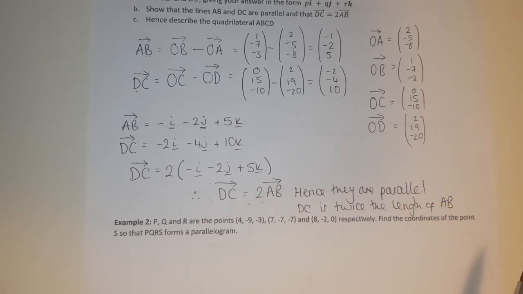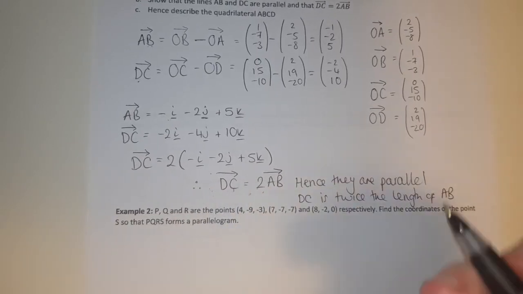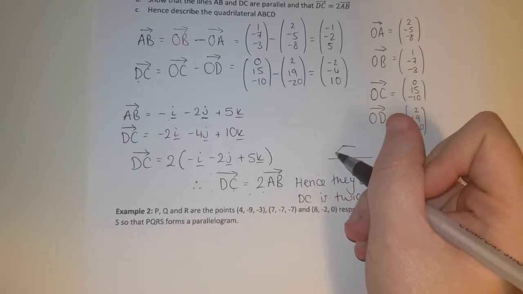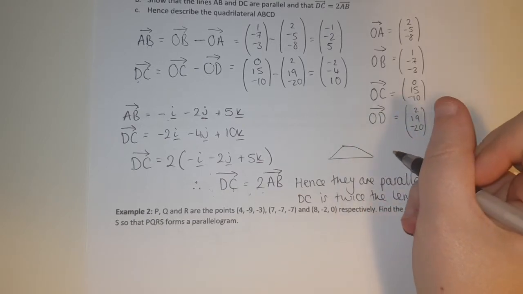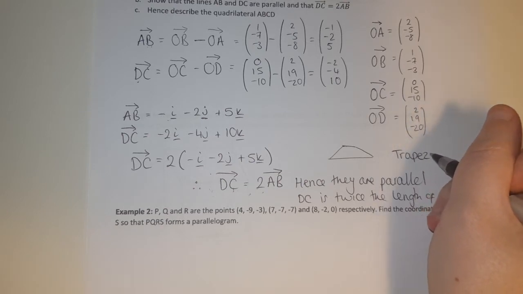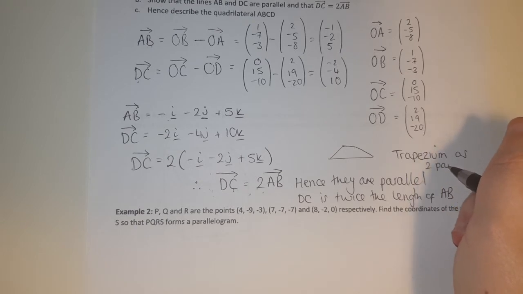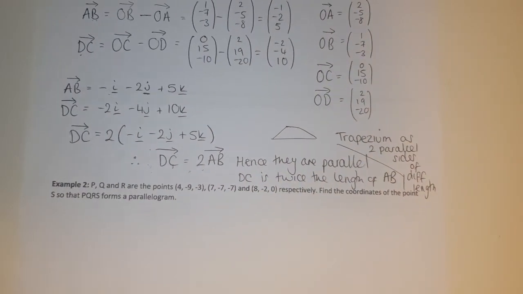Okay, and then hence describe the quadrilateral. Well, if you think about it, you've got 2 parallel sides of different length. So I've got a shorter one and a longer one, which makes it automatically, if you're joining it up to form a quadrilateral, a trapezium. So describe the quadrilateral: trapezium, and then you just put as 2 parallel sides of different length. Sorry, I've run out of space on that one to fit it on the page.